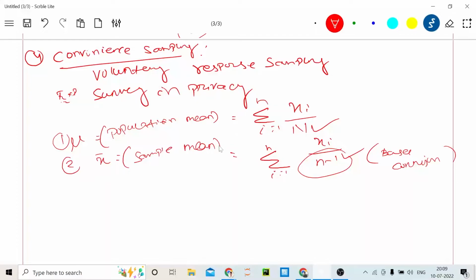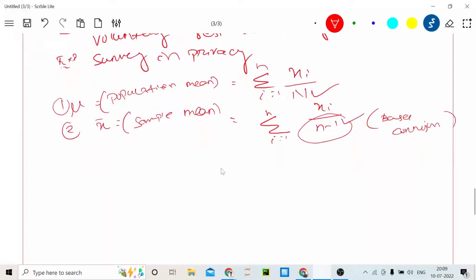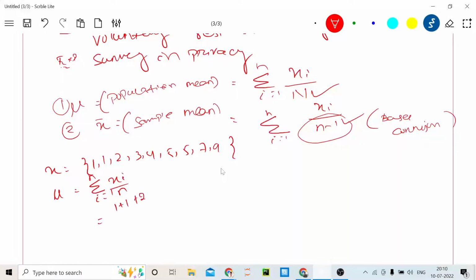And what is the difference between mean, median and mode? Let me give you one example. A data set is given, x, which I told you earlier. Suppose 1 1 2 3 4 5 5 7 9. This is the data set, and you have to calculate the mean. That means the summation of i=1 to n, x of i by n. You just add all the things: 1 plus 1 plus 2 plus 3 plus 4 plus 5 plus 5 plus 7 plus 9, divided by n, which is 9. Tell me the answer.